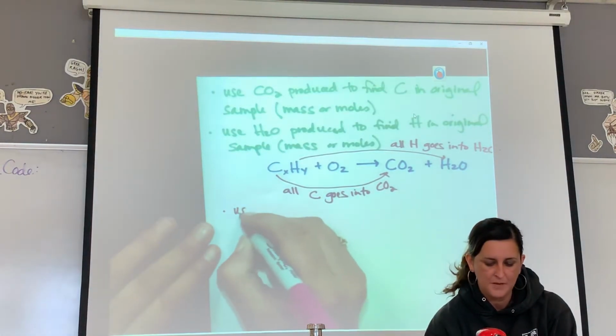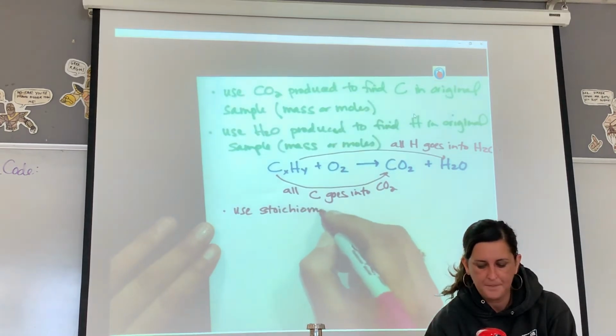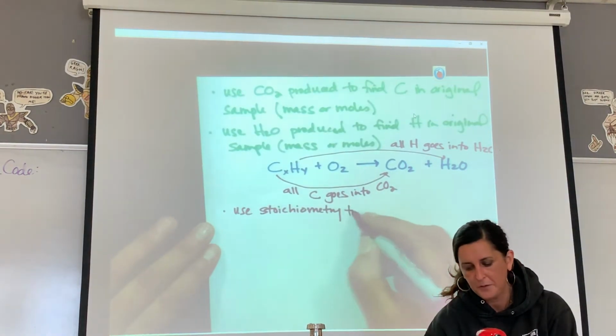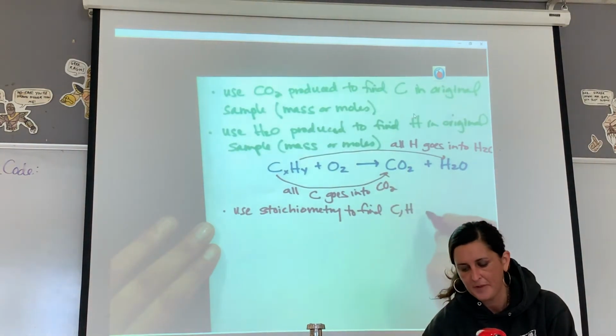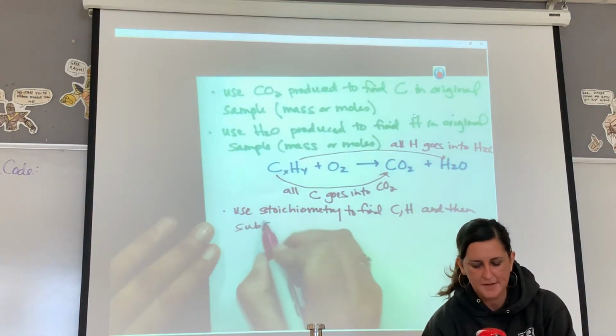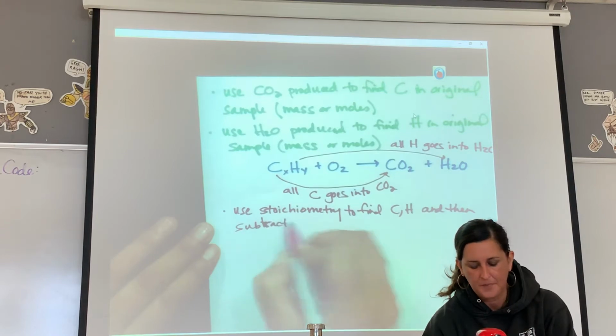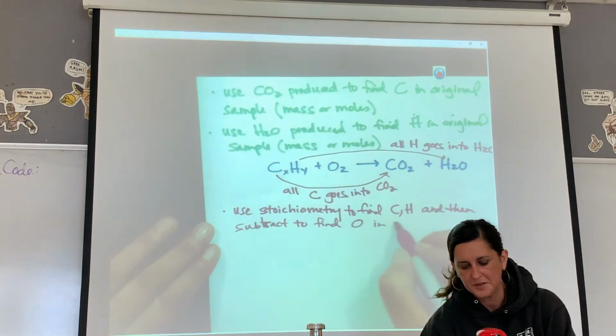So we can use stoichiometry to find carbon and hydrogen, and then if we need to, we can subtract to find oxygen in the original sample.